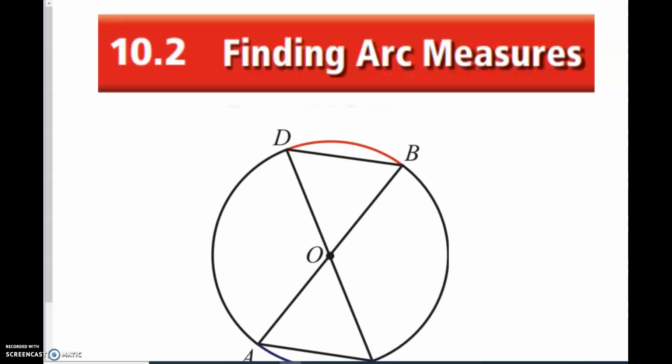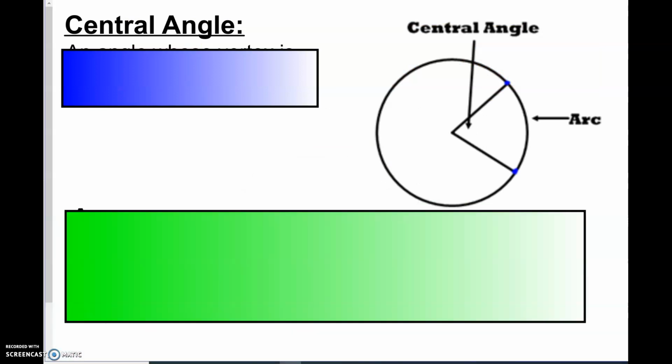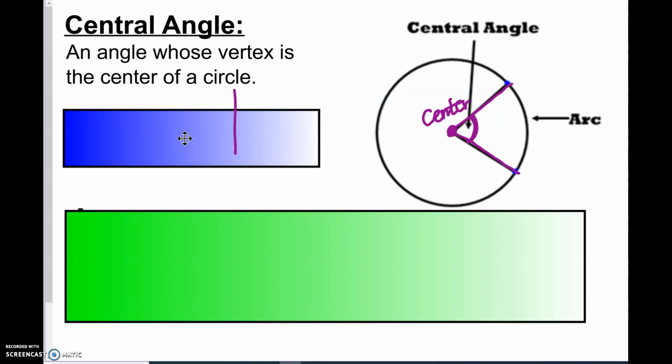Today we are going to be adding some different terms, and in this we are going to be adding a central angle. A central angle is the angle that happens when the vertex of the angle is the center of the circle and its radii go out to the edge of the circle. Okay, this is considered your central angle. So, an angle whose vertex is the center of the circle.